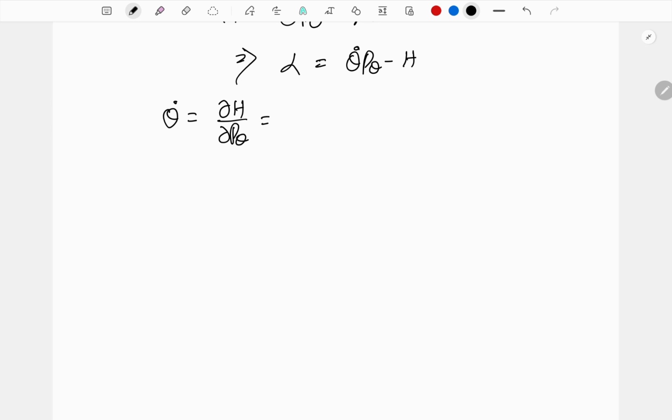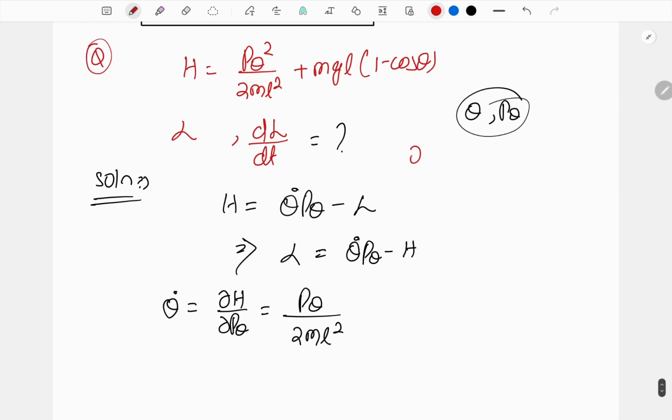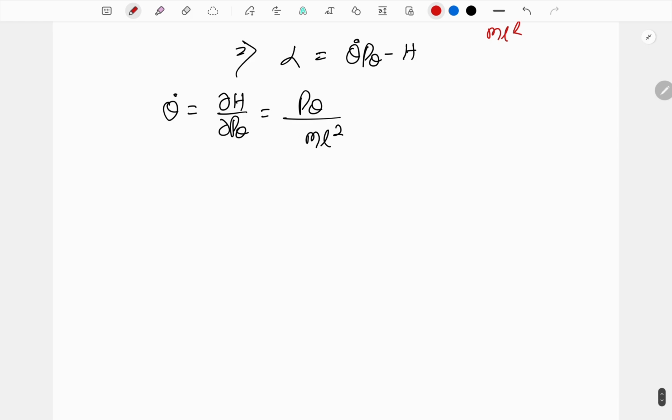So theta dot is nothing but dou H upon dou p theta, and you have your Hamiltonian. The Hamiltonian is p theta square divided by 2ml square plus mgl times 1 minus cos theta, and you are differentiating with respect to p theta. So the second term is 0. If you differentiate the second term with respect to p theta, that will give you 0, and you will only get p theta upon ml square. Let me differentiate for you: 2 p theta upon 2ml square, and this term will be 0. So you get p theta upon ml square.